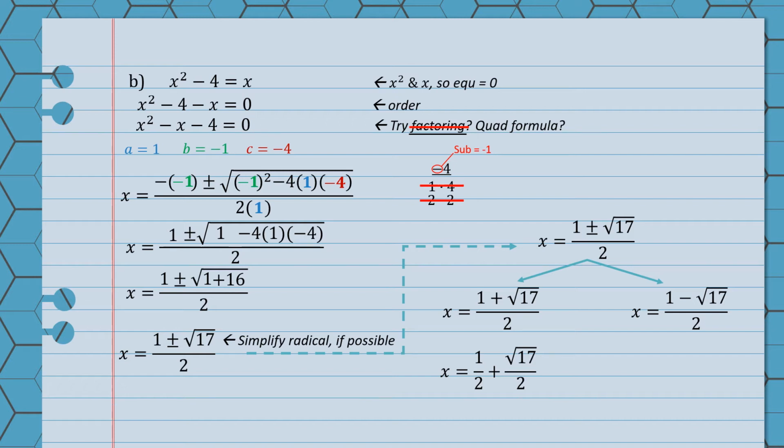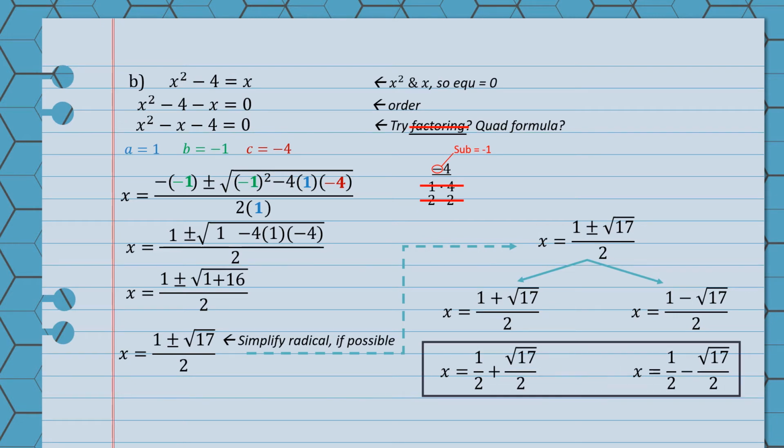Now we look at the minus version. Again, 1 and square root 17 are not like terms, so we must separate, which gives us 1/2 minus square root 17 over 2. Again, those cannot reduce, so these are your solutions.